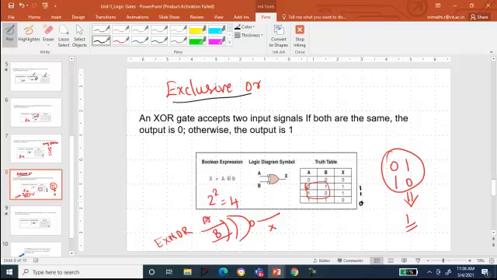And for dissimilar input combinations, for example 0 1 and 1 0, your output will be 1. Okay, and XNOR is quite the inversion of your XOR. So put the same symbol, put a bubble at the output, so you will be having XNOR. Okay, so the truth table will be 1 for 0 0 and 1 1. For similar inputs you will be having 1 as the output.